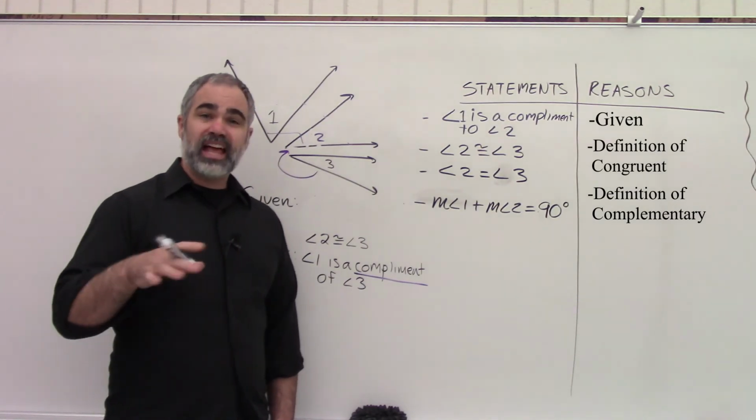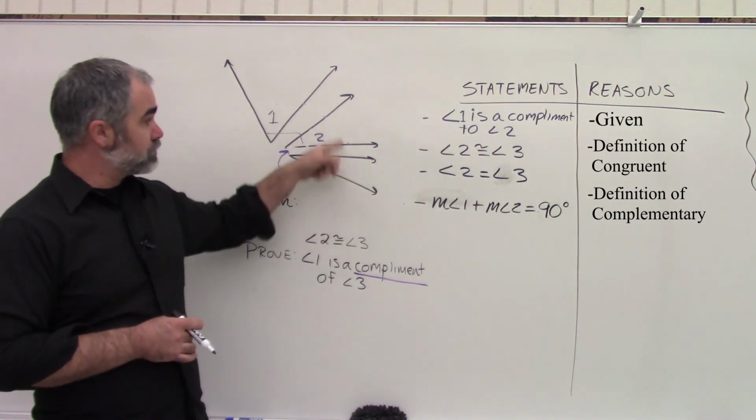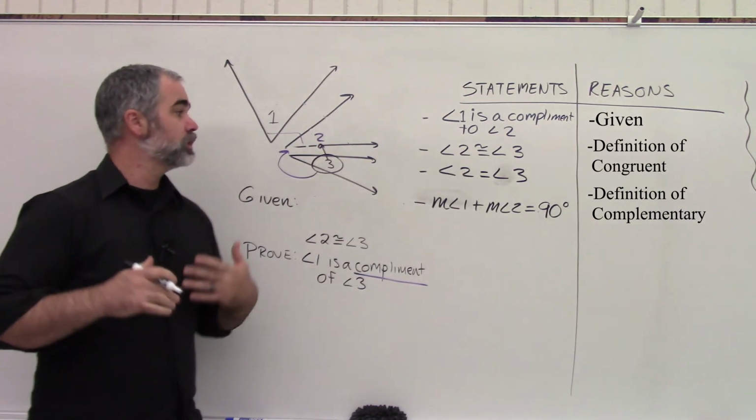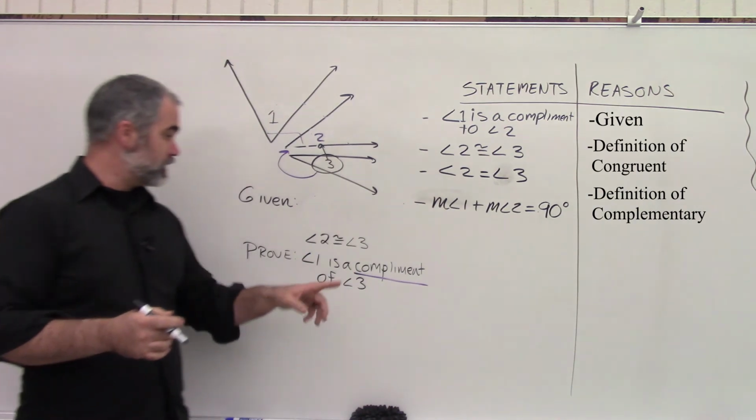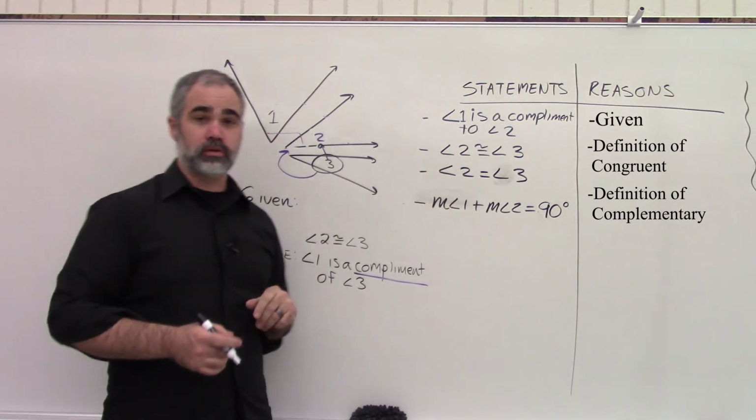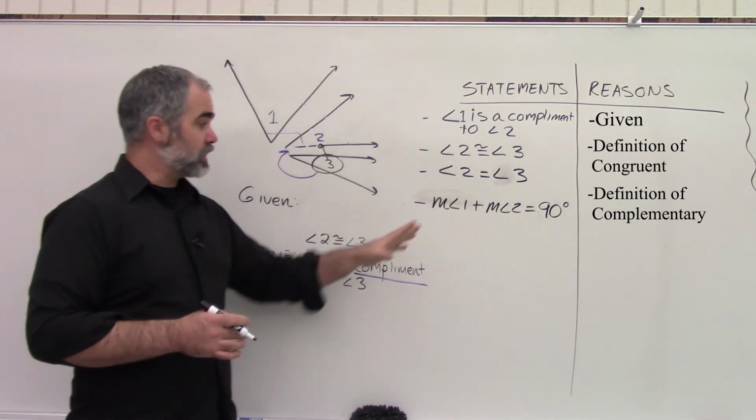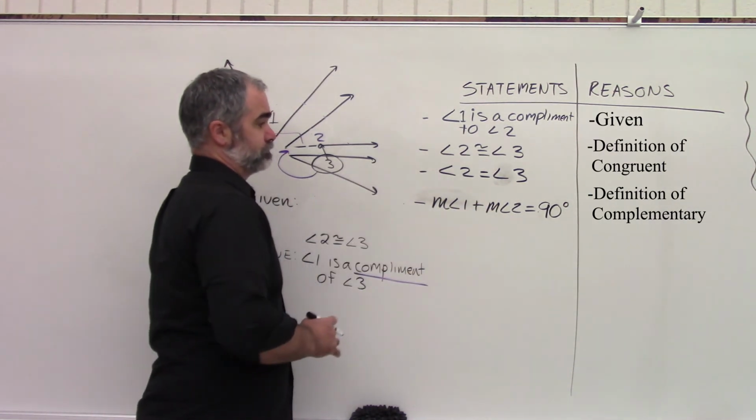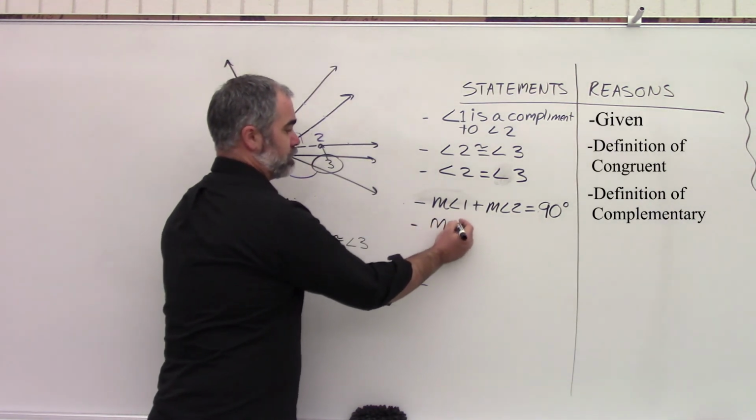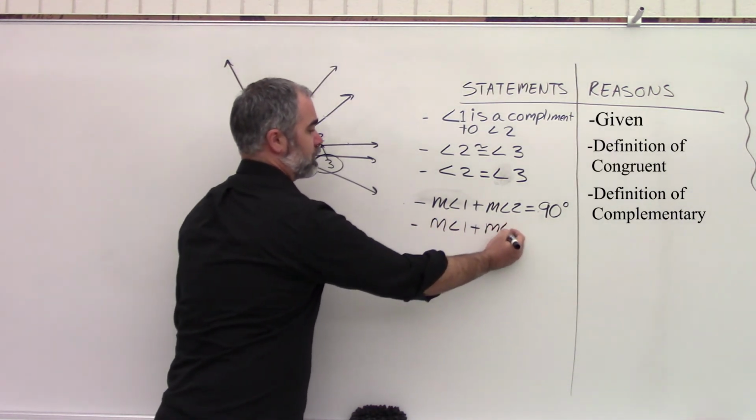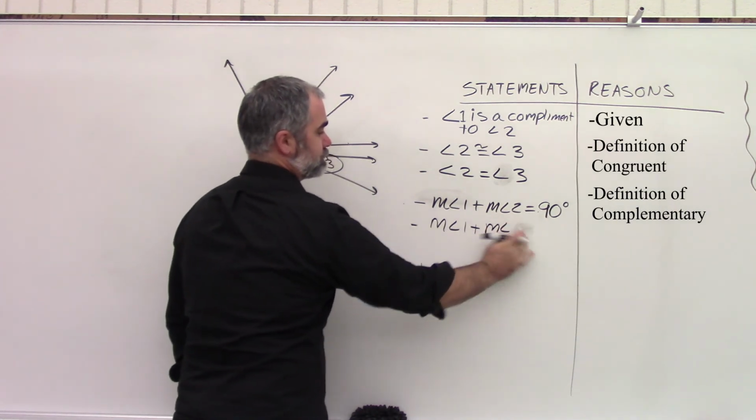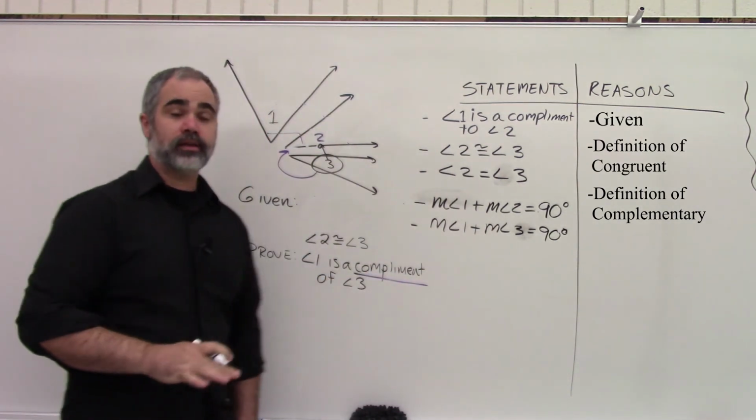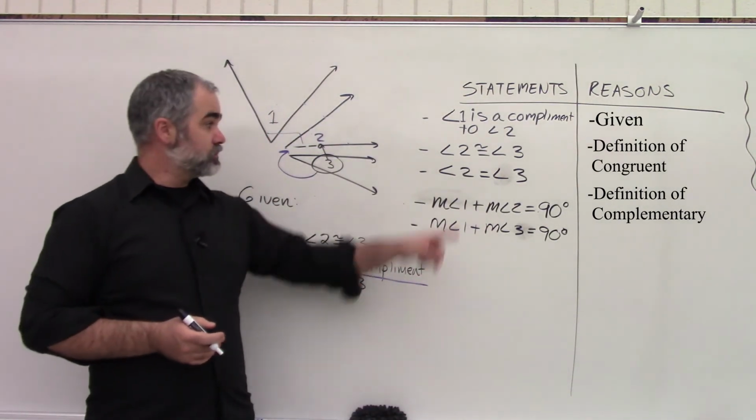We've talked about things that add to be 90. Remember, angle 2 and angle 3 are the same, and all I really need to do is put angle 3 in there for angle 2. I can do that since I know they're congruent, or in this case, equal. So I'm going to replace angle 2 with angle 3. I'm going to say the measure of angle 1 plus the measure of angle 3 also equals 90 degrees. Now I can do that because these two are the same.